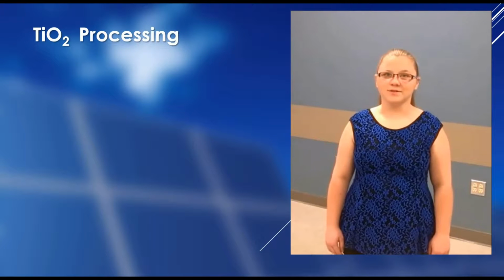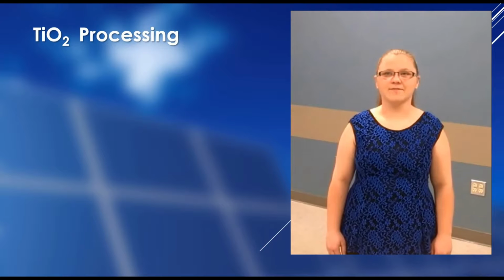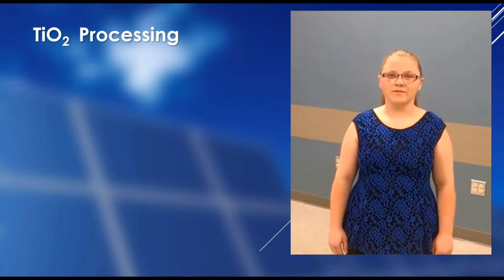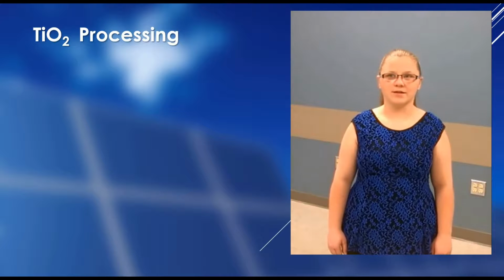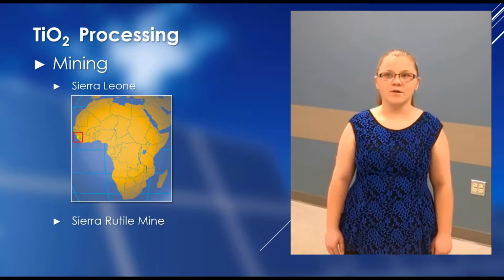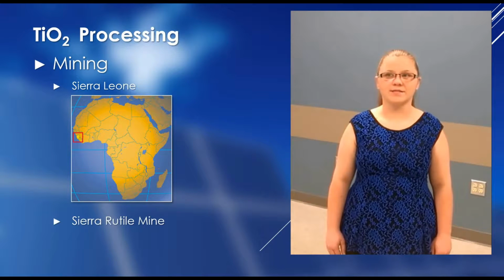In order to produce electrospun titanium dioxide fibers, we must begin by gathering the necessary materials. Before the electrospinning process can be started, the titanium needs to be mined. A common place for mining is the Sierra Rutile Mine, which is located in the country of Sierra Leone.